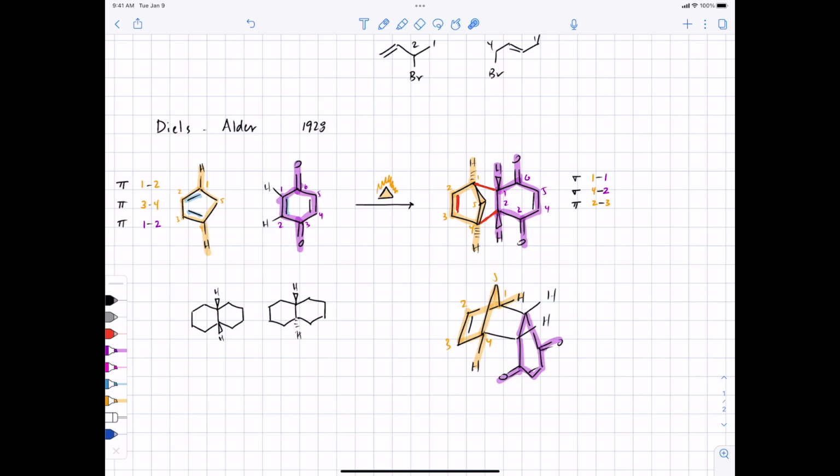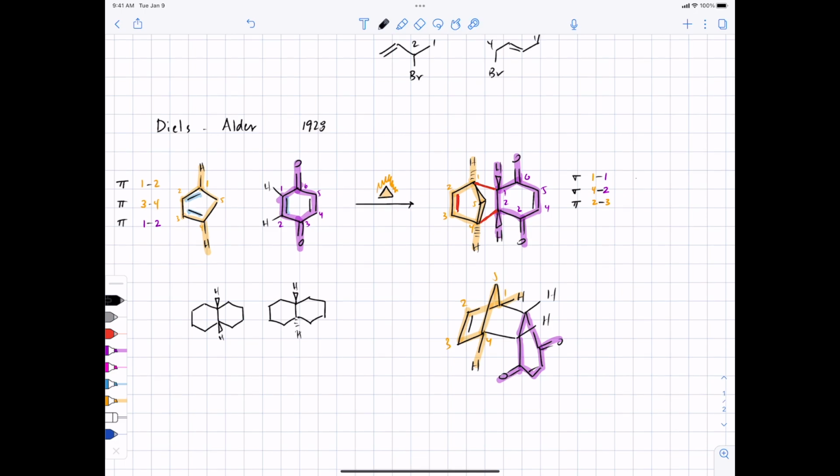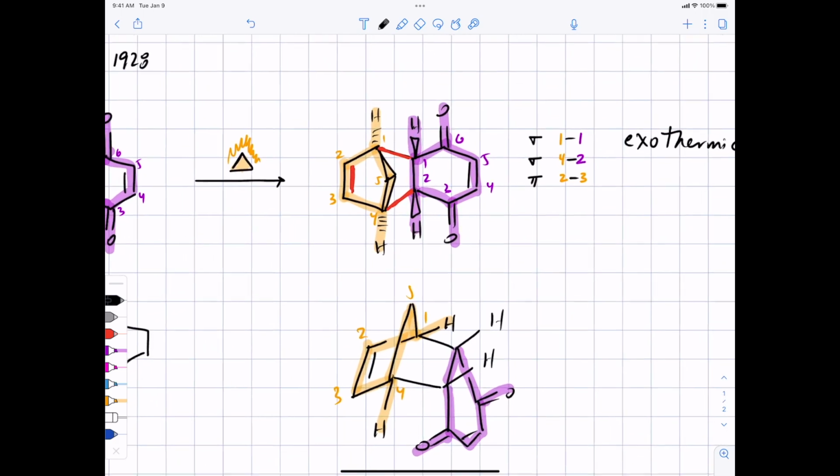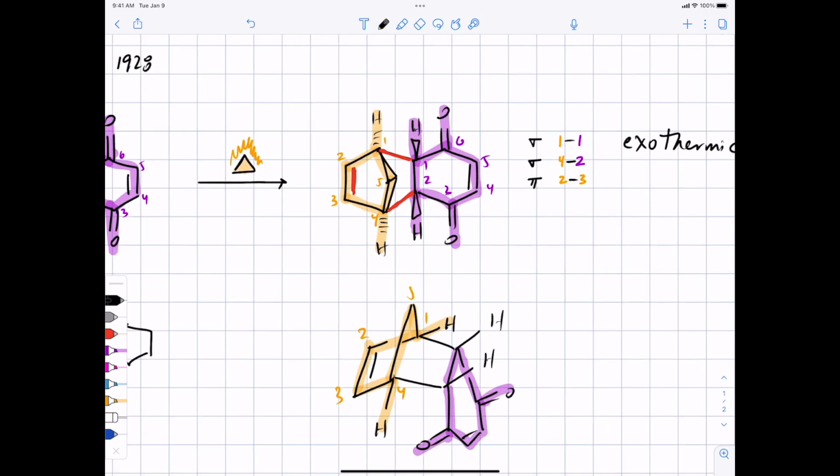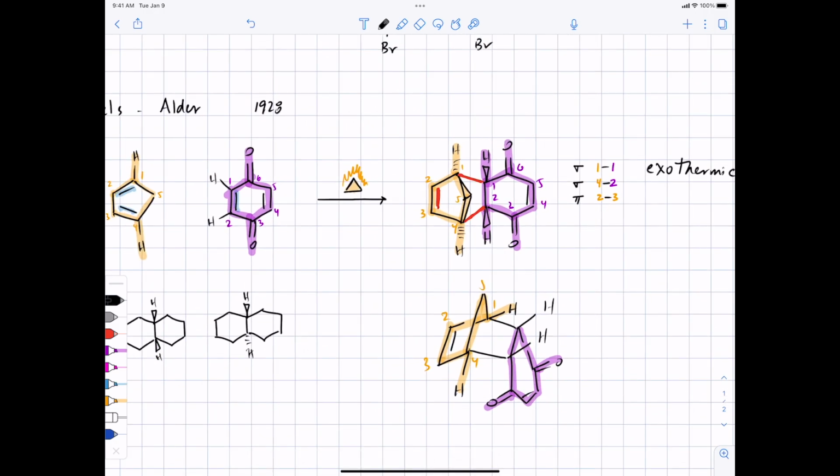You might predict that because you're taking 2 things and linking them together that there might be a problem with entropy. We're not going to worry about that. We predict this reaction to be exothermic. Why? Go ahead. Sigma bonds are more stable than pi bonds. The bonds you form are more stable than the bonds you broke, therefore it's exothermic. Okay? And this is true for a lot of Diels-Alder reactions.